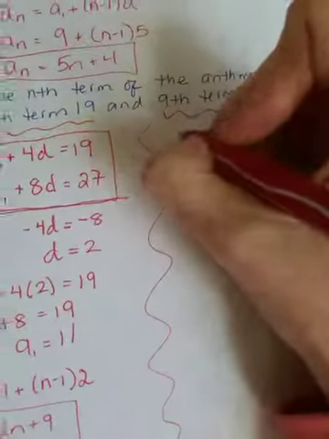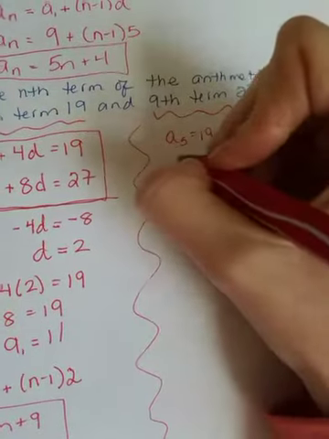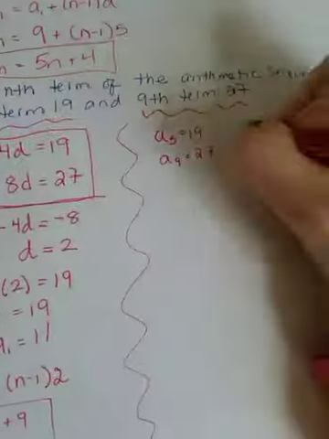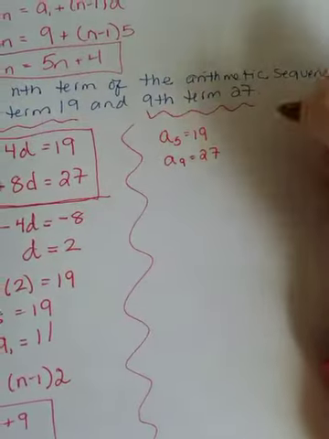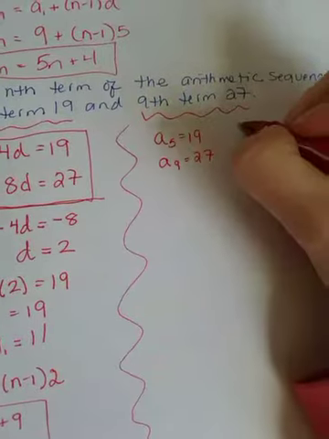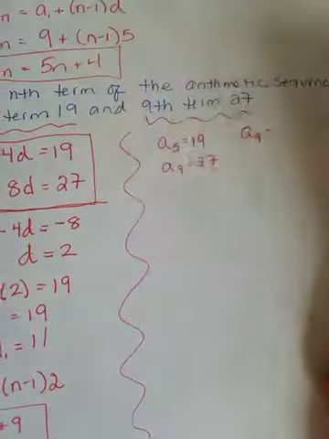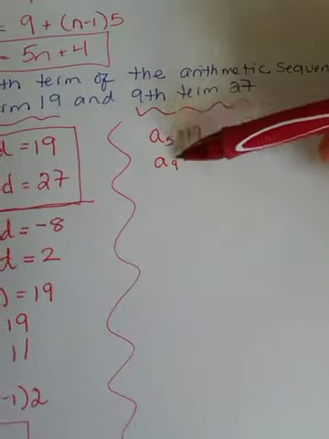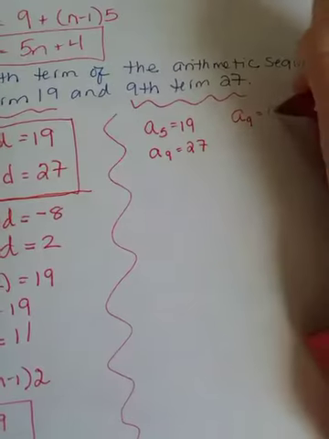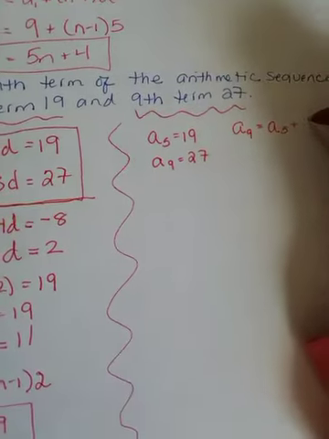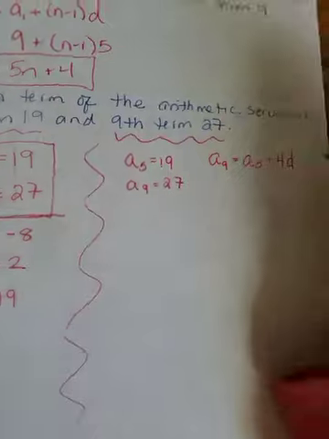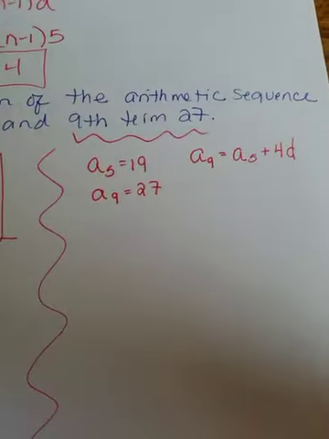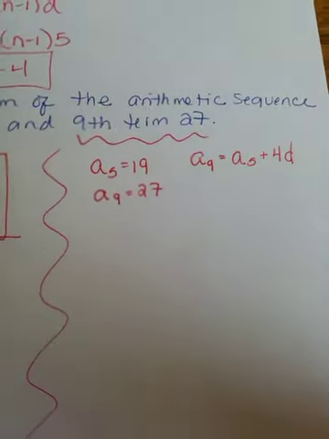Okay, so I know that a sub 5 equals 19, and I know a sub 9 equals 27. You can choose either of these, but if I go with a sub 9, it would be kind of weird to start with a sub 5, so I take the larger one, a sub 9, and I want to write it in terms of the smaller a. So a sub 9 would be equal to a sub 5 plus 4d. If I'm at a sub 5, I have to add 4 of those common differences to get to a sub 9. Okay, so hopefully you follow that.